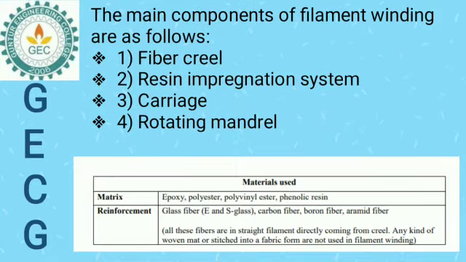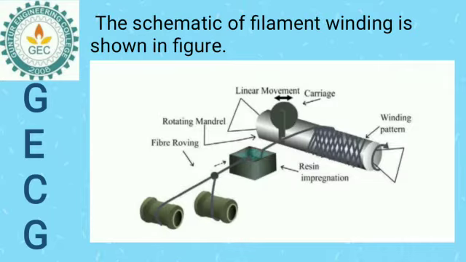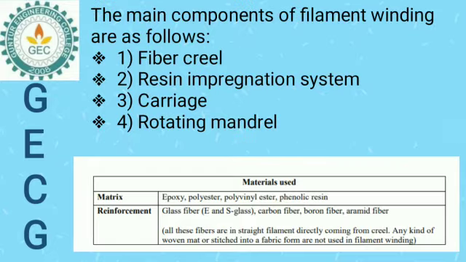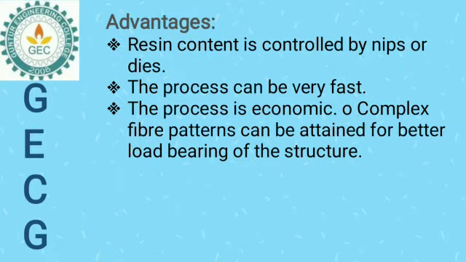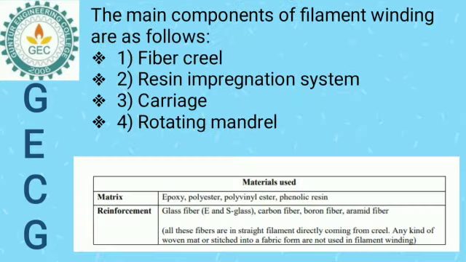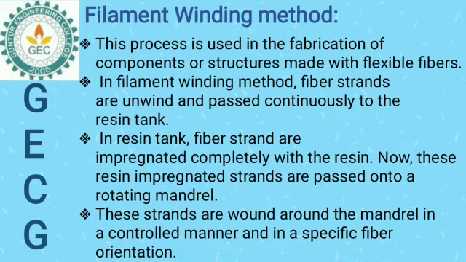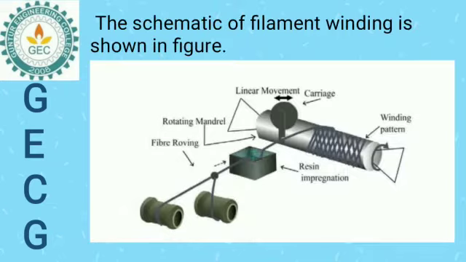Here the main components of the filament winding method are as follows: fiber creel, resin impregnation system, carriage, and rotating mandrel. These are the four main important parts of the filament winding method. This is the overall schematic diagram.